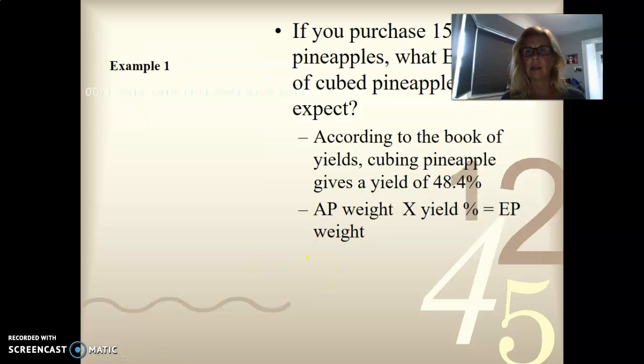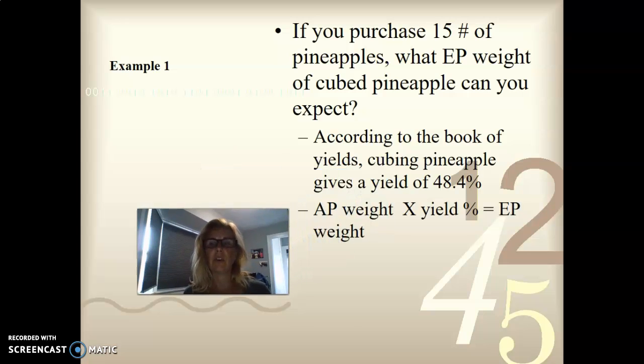So now let's look at an example here. If you purchase 15 pounds of pineapples, what EP weight of cubed pineapple can you expect? Well, according to the book of yields, cubing pineapple has a yield of 48.4%. That makes sense because there's a lot of waste, right? There's that whole crown, there's that thick skin, there's the core.